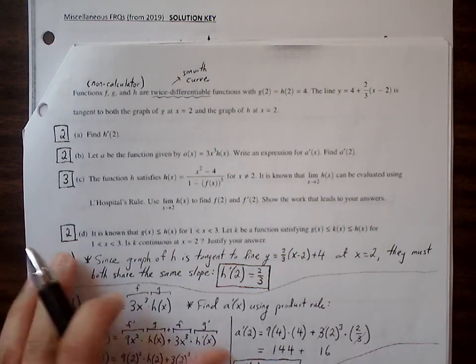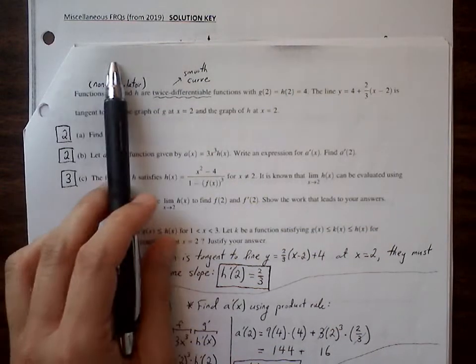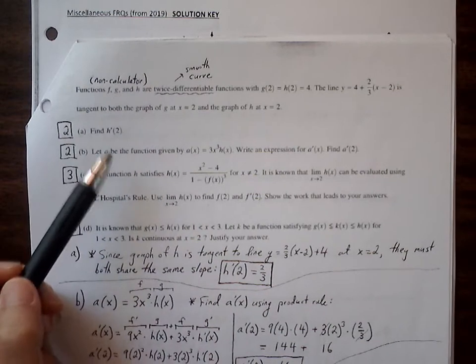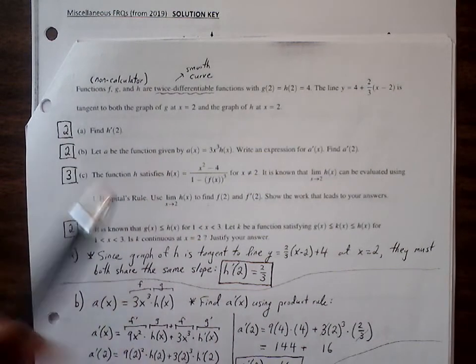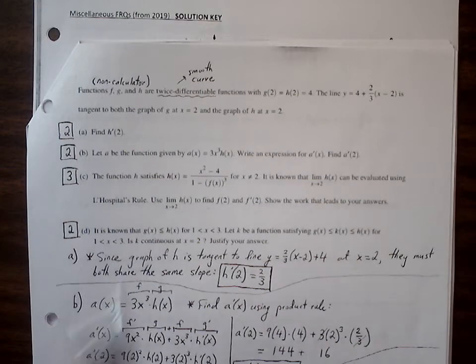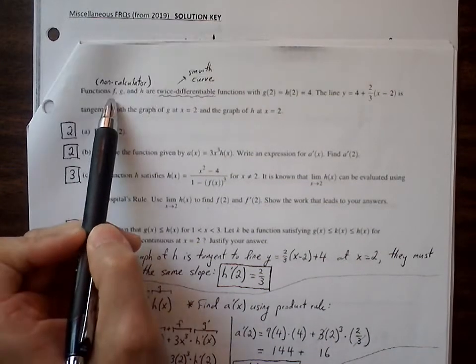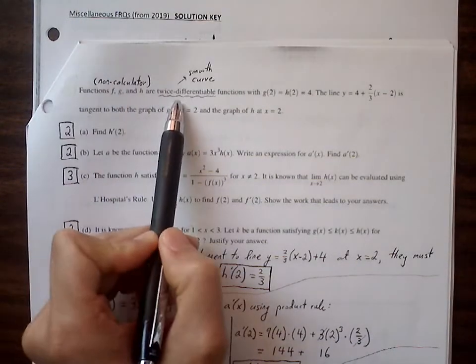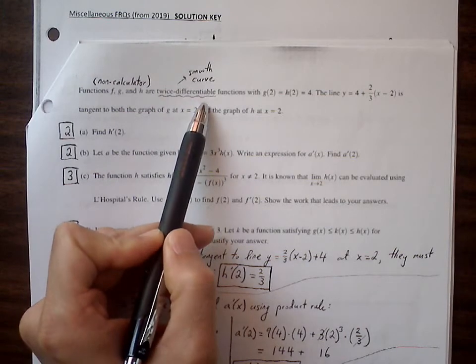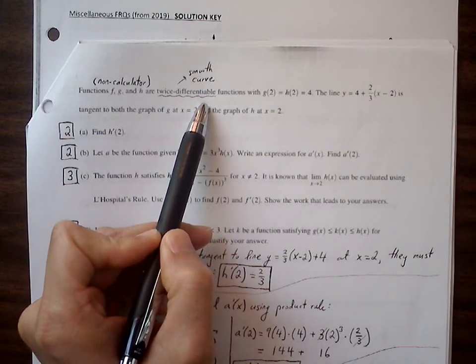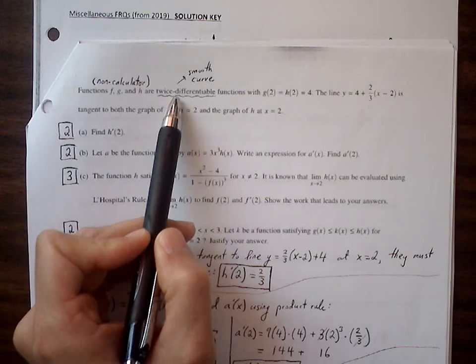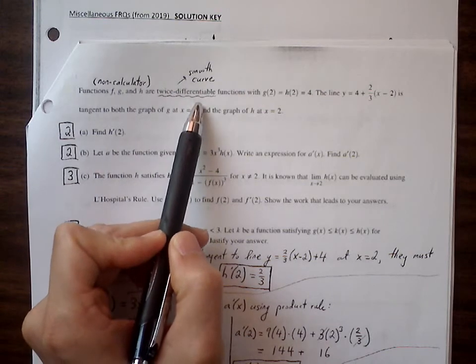Hey, this is number 2 from Miscellaneous FRQs from 2019 AP Review. This is a problem that deals with function and derivative properties. So we have functions f, g, and h that are twice differentiable. So again, that just means it's a smooth curve, and the second derivative value is not going to be 0. It's going to be at least degree 2 or higher.